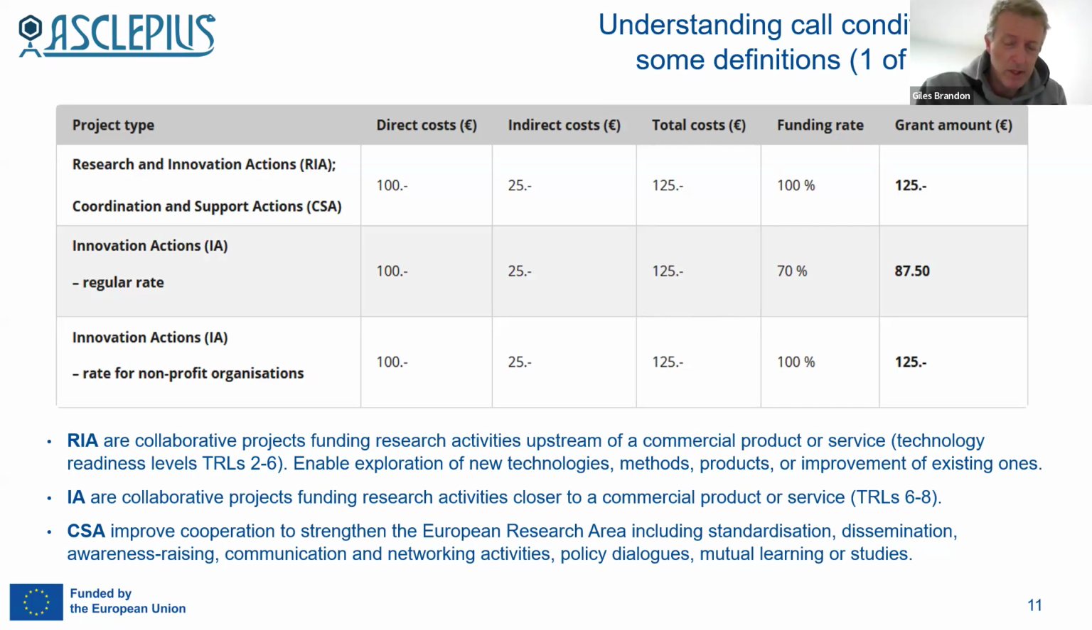Now you might wonder, why is it just this different funding rates on innovation actions for private companies? The sort of philosophy behind it is these innovation actions, these are projects which are closer to commercialization of a product or service. In other words, they're less risky. It's not such early research. And therefore, there's less of a need to incentivize the companies to get involved in such projects. And consequently, the funding rate is low.